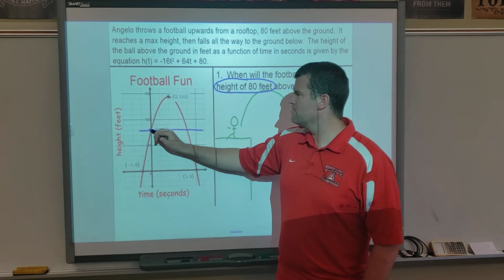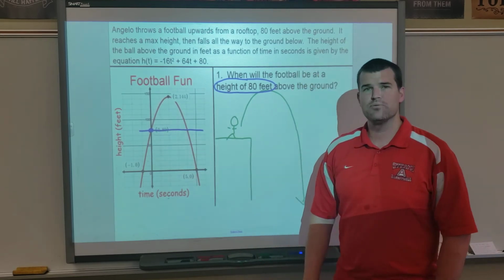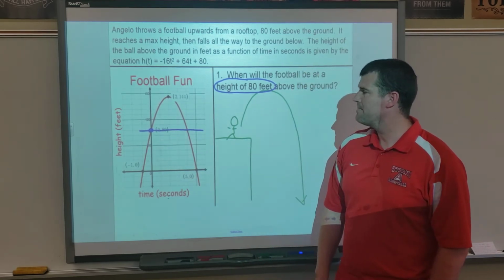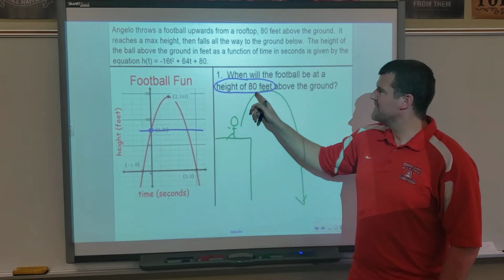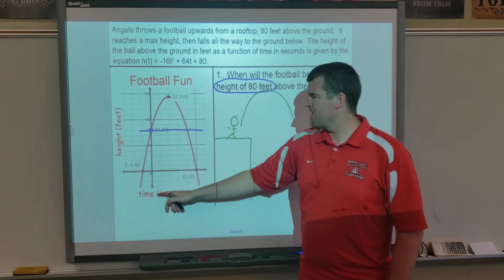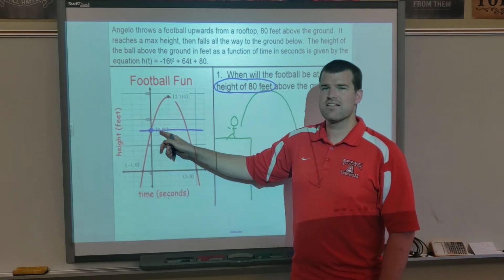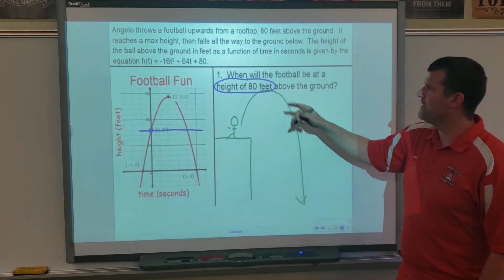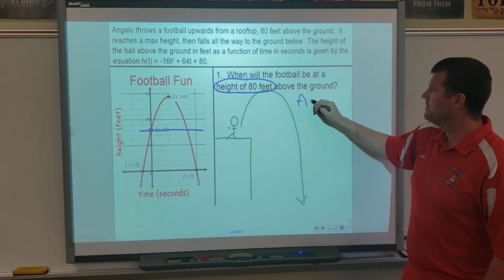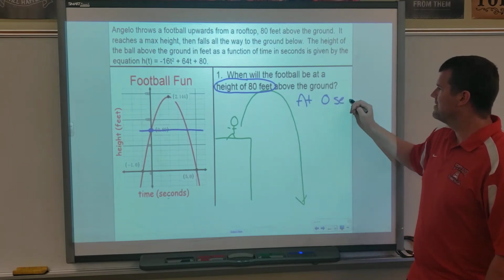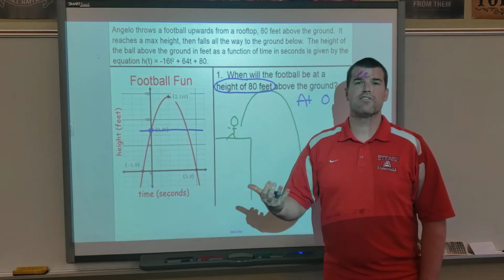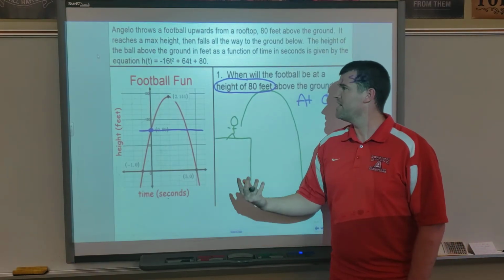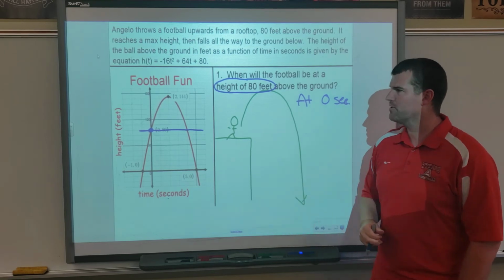So that actually includes my y-intercept, which was 0, 80. So 0 represented the time. So to get to a height of 80 feet, one of the times it was there was at 0 seconds. So when will the football be at a height of 80 feet? At 0 seconds. Which, what does that actually mean? Well, that means when he threw the football, right? So when it left his hands, it was 80 feet above the ground.